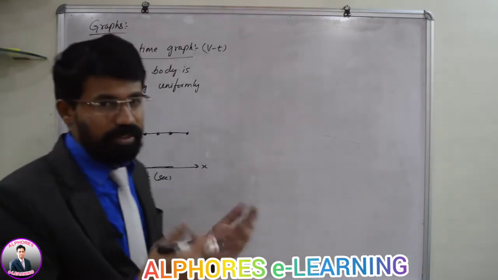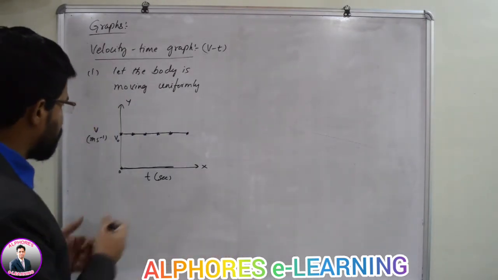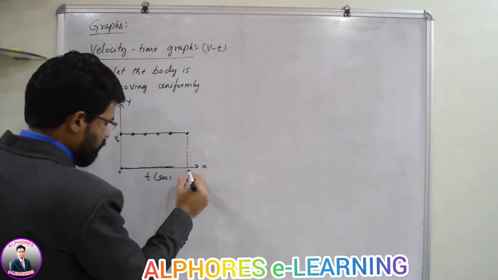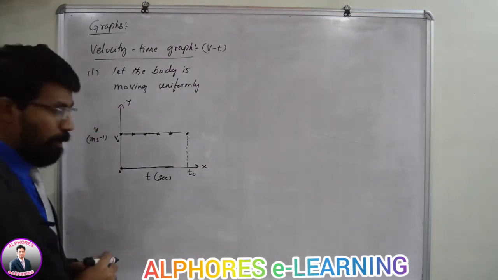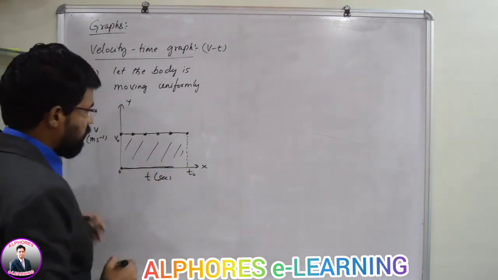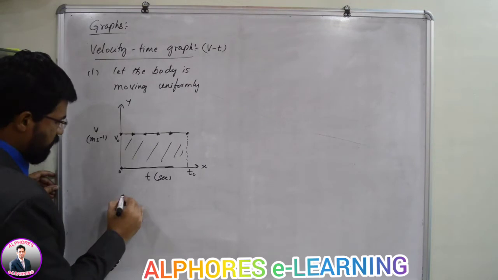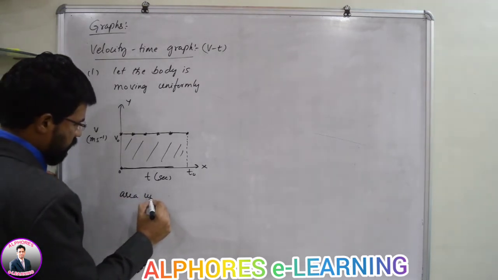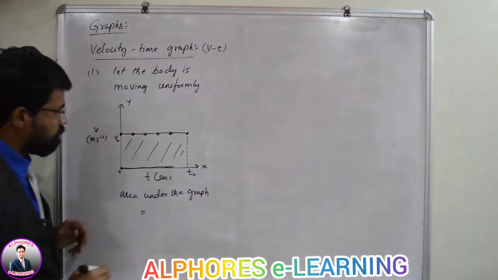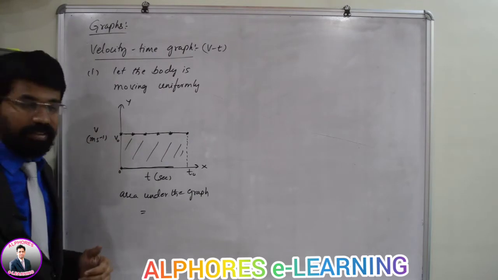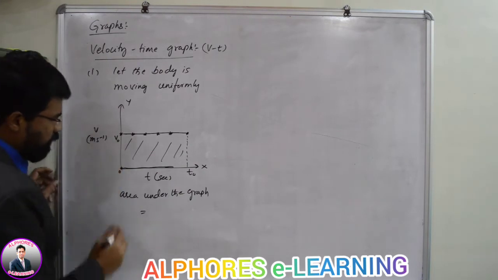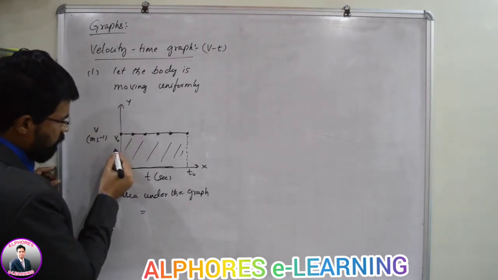Let us think about any physical significance connected with this one. Corresponding to the last point, I will consider the time as t naught. Let us say we are interested in calculating the area under this graph. This is the area enclosed by this graph, isn't it? So let us find out what that area is. Area under the graph is equal to, this is like a rectangle, right? From here to here, what is the value? t naught. From the origin to this point, what is the value? v naught. So what will be the area? v naught into t naught.